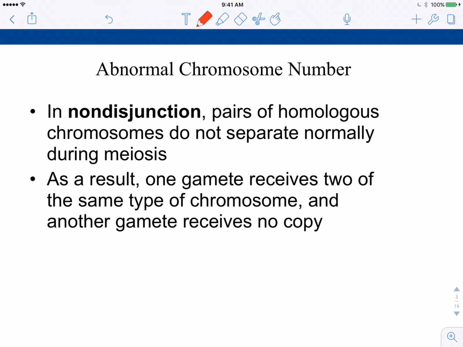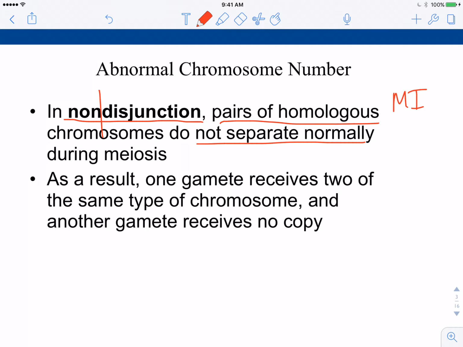The first thing we're going to look at is nondisjunction. If you look at this as a double negative, disjunction means to break apart, non means to not do that. So you do not break apart, or you do not disjoin. What this means is that the pairs of homologous chromosomes at the metaphase 1 plate in meiosis 1 do not separate during anaphase 1, as they are supposed to, which is when our alleles segregate because we separate our homologous pairs.